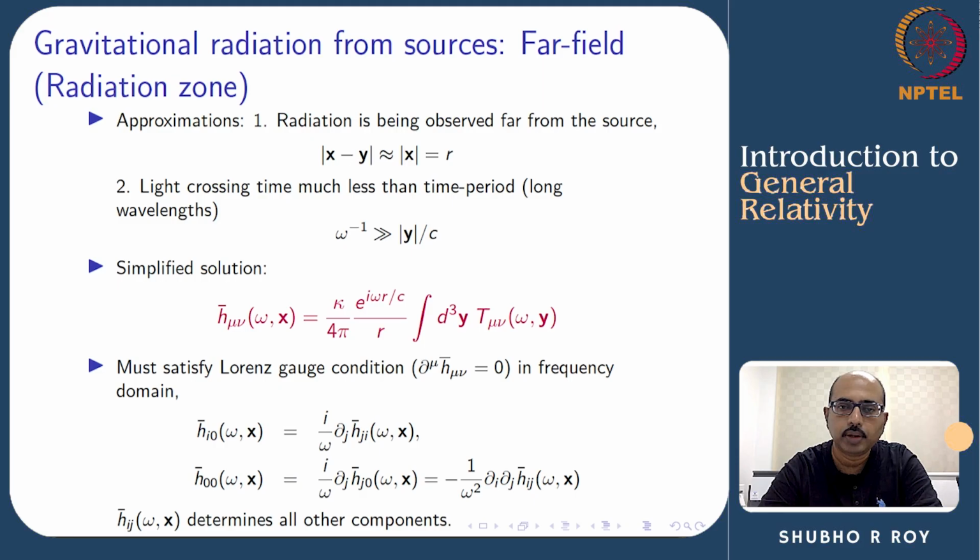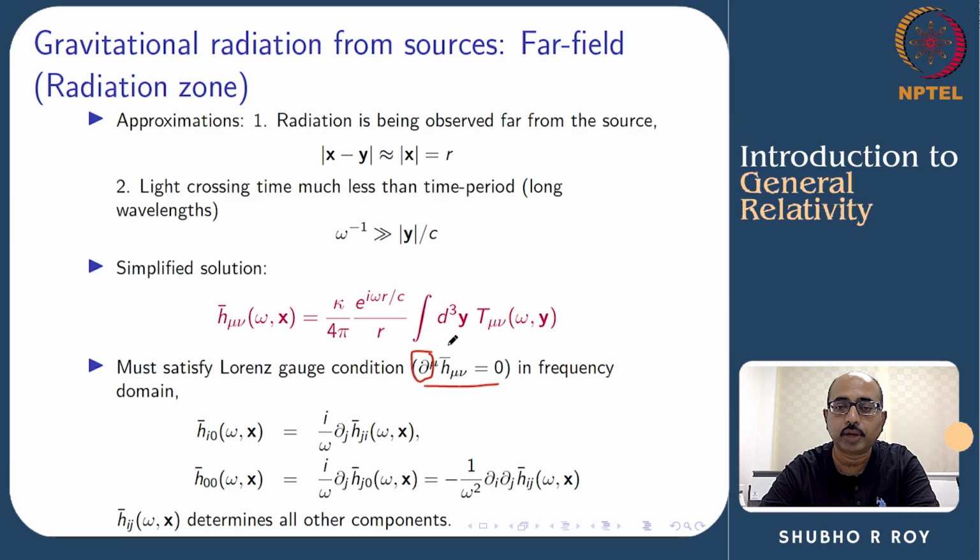All right, so as I was mentioning, this solution must also satisfy the Lorentz gauge. Remember, we only obtained this equation in the Lorentz gauge, so one must make sure that this solution also satisfies the Lorentz gauge condition. Again, because we are working in frequency domain, the Lorentz gauge condition, which is given by the four-divergence of the trace-reversed perturbation vanishing, we have to express in frequency domain. When we go to frequency domain, because of the exponential factor in the Fourier integral, the time derivatives will be converted into factors of omega.